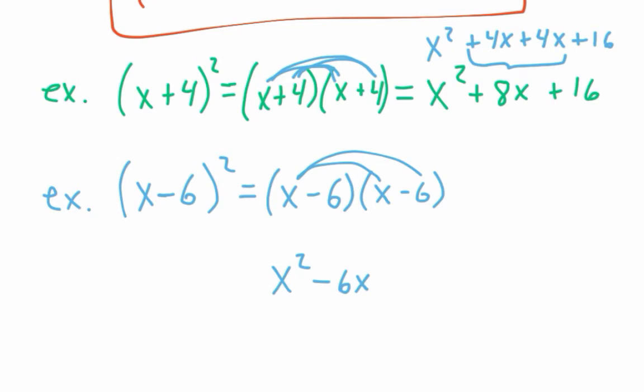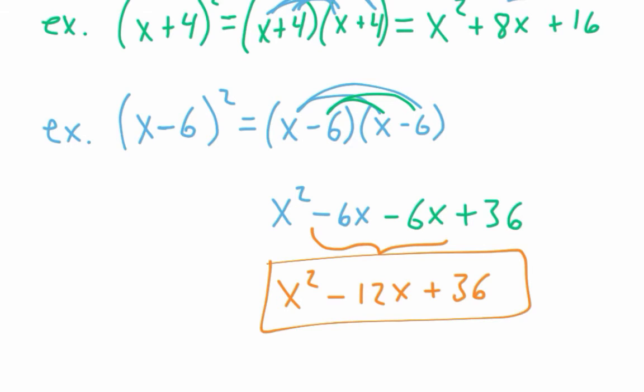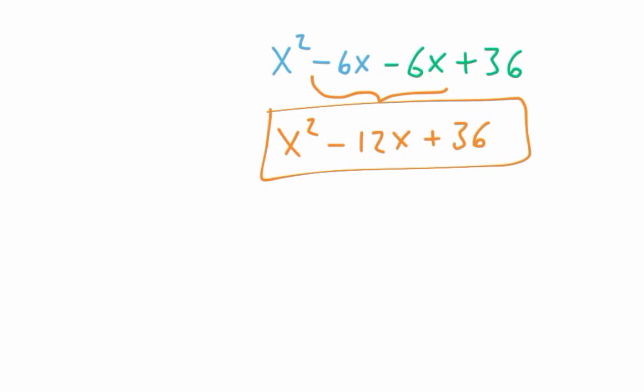And then I already did that one. So now I could do my negative 6 times x, gives me a minus 6x. And then negative 6 times negative 6, plus 36. That last term is always going to have to be positive if you have a binomial squared. Then for the final answer, we take this and combine the two middle ones, the outside and the inside. We end up with x squared minus 12x plus 36 for a final answer. Questions on that?